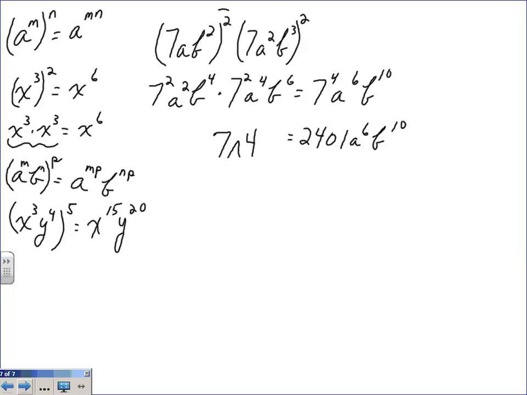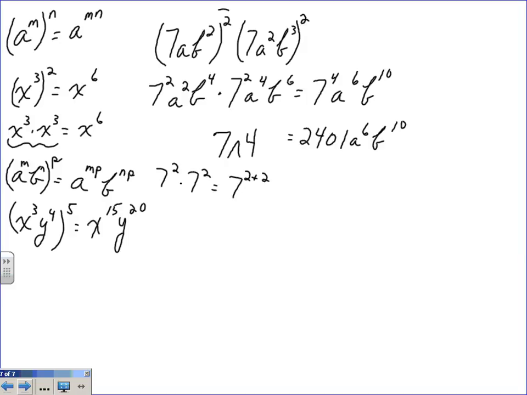Question? When you have it written out as 7 to the 4th, a to the 6th, b to the 10th, why is there the 4 there? Because when I was writing it down, I think I lost where we got 7 to the 4th. Yeah. Well, let's break it apart here. I have 7 squared times 7 squared. The base stays the same, so it's still a 7. And we add the exponents.